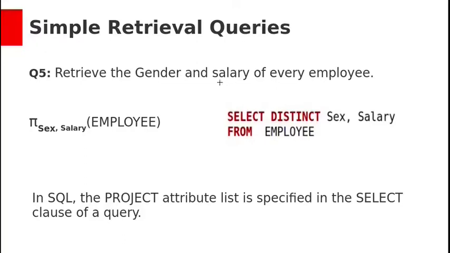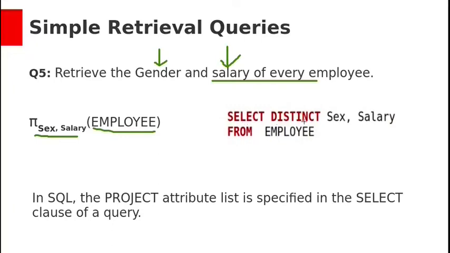Retrieve the gender and salary of every employee. We want to select the columns gender and salary but want all rows. So we need to use the projection operator here. Project sex, salary from relation employee. The project operator will give unique values as the result.